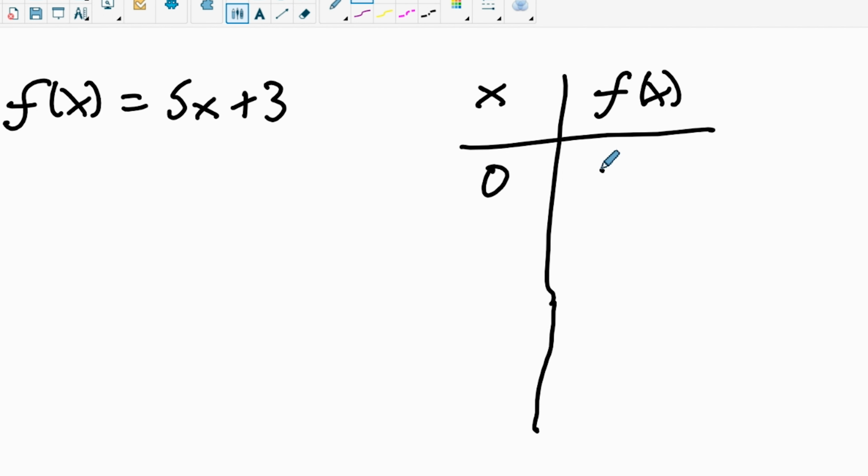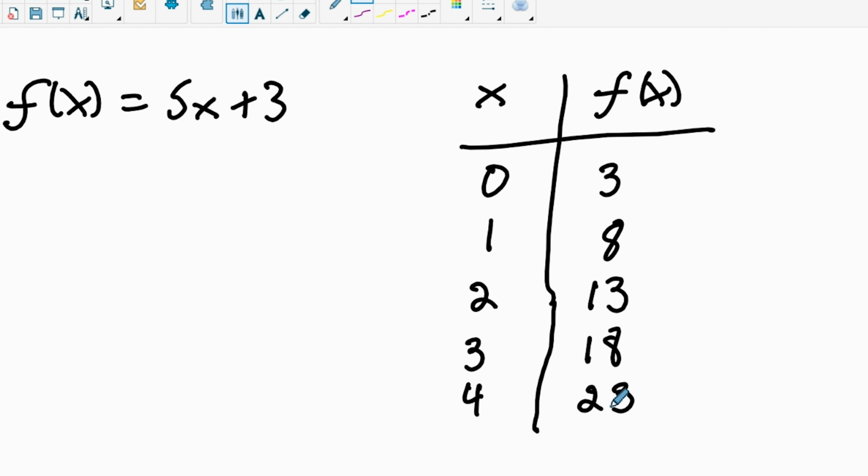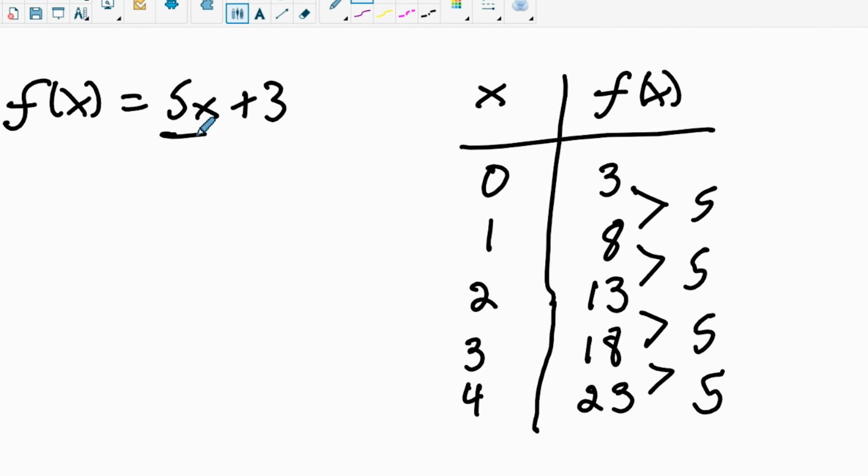And f of 0 is 3, and then I go to 1, and f of 1 is 8, and then I go to 2, and f of 2 is 13, then I go to 3, and f of 3 is 18, and then lastly I go to 4, and f of 4 is 23. And so what I want you to notice about this is the difference in these f of x values is constant. 5, 5, 5. And that number is also equal to the slope of this linear equation.